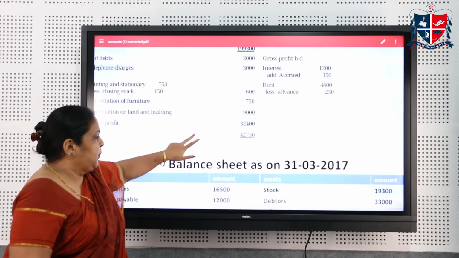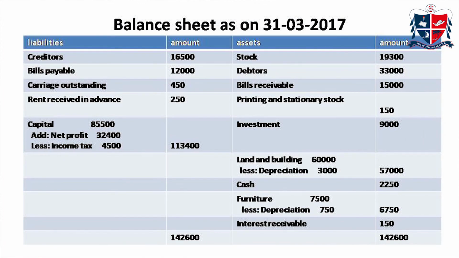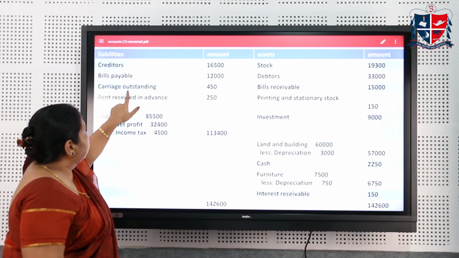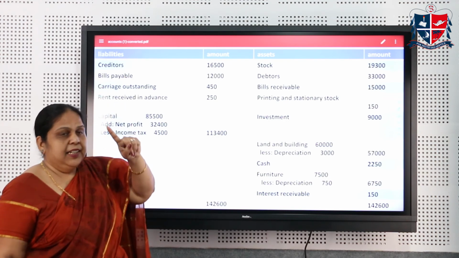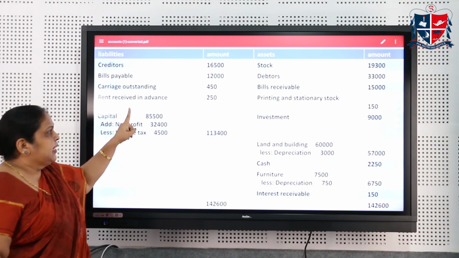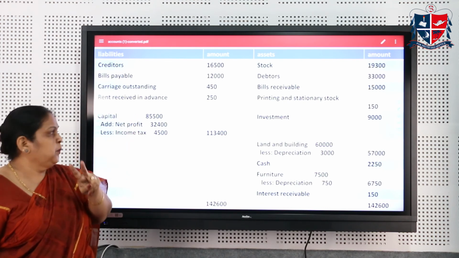Again, what you do is you prepare the balance sheet. Balance sheet is a position statement as on a particular date. Okay, so now let's see the liability side. You have creditors, bills payable, carriage. All the adjustments will come twice. Either once in the P&L or trading, and in the balance sheet. So see, carriage outstanding, it had come in the trading account, and here too it has come in the balance sheet, liability side. Again, rent received in advance is also seen in two places.